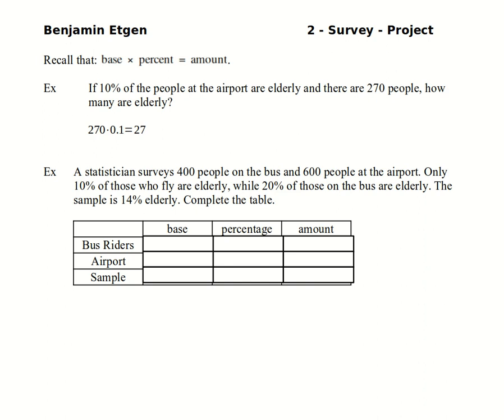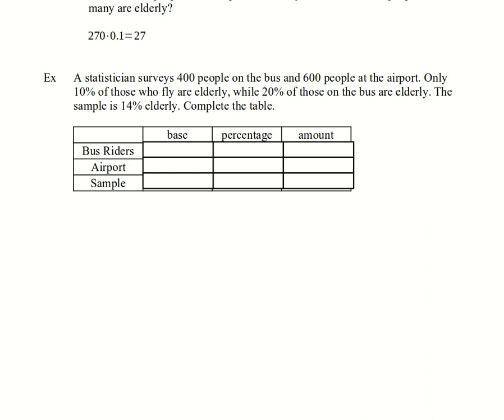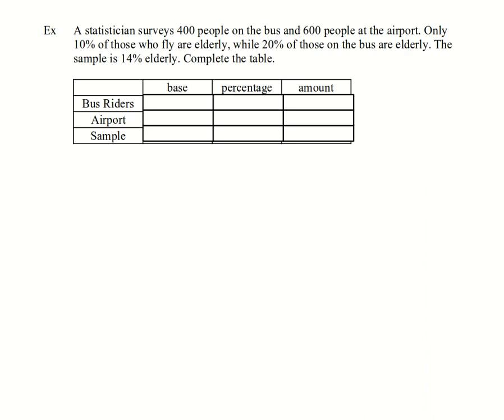The second question reminds us how tables are used. So if it's been a while, this is how we solve questions like this. So we're not doing algebra with this. I'm just showing you how a table works with this example. It says a statistician surveys 400 people on the bus and 600 people at the airport. So the first thing we know is the bases. We know that there were 400 people on the bus.